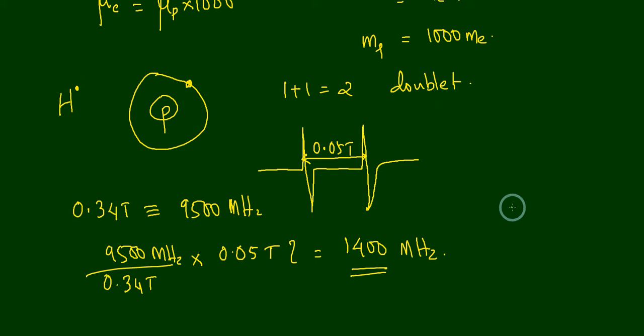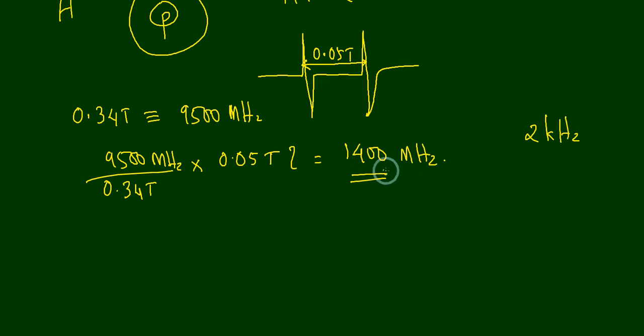Perhaps you might have seen a coupling constant of maximum 2 kilohertz. This was the maximum coupling constant that you have seen in the NMR spectrum. Compared to this 2 kilohertz, 1400 megahertz is very big, right? So you can see that the coupling constant in the hyperfine structure of the ESR is much bigger than the coupling constant that you will see in the NMR.